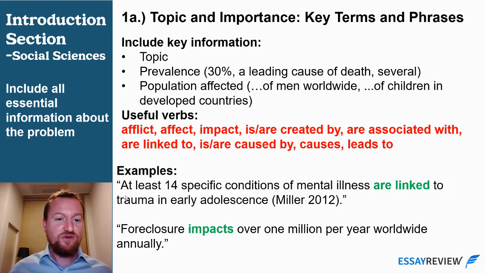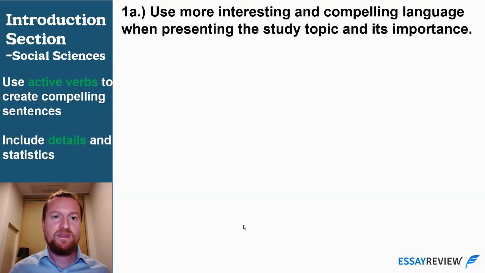So, for example, "At least 14 specific conditions of mental illness are linked to trauma in early adolescence." "Foreclosure impacts over 1 million per year worldwide annually." So right away, you're discussing the importance of this study. This is before you've discussed your specific study. This is establishing the importance. Generally, in this section, right away, you want to use more interesting and compelling language. So use active verbs and include details.